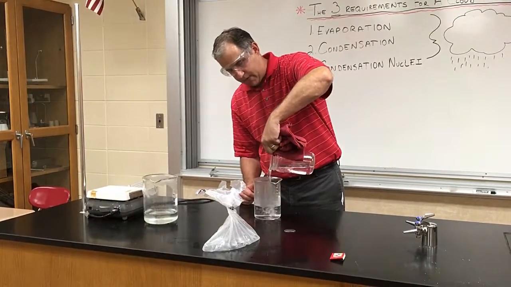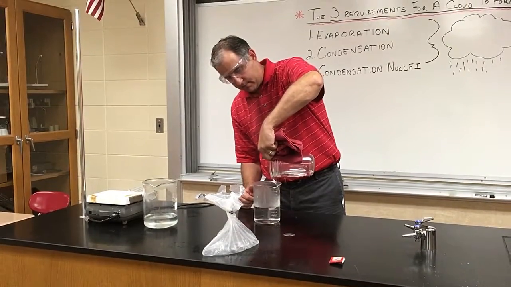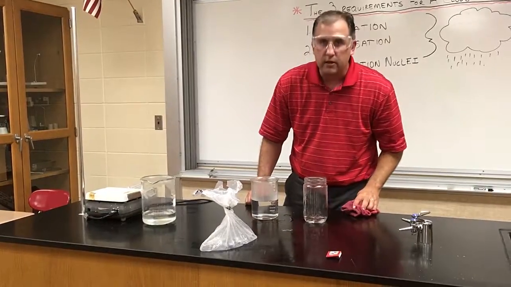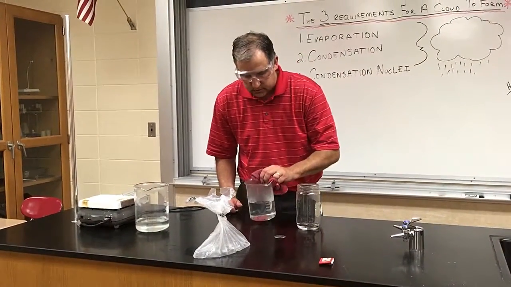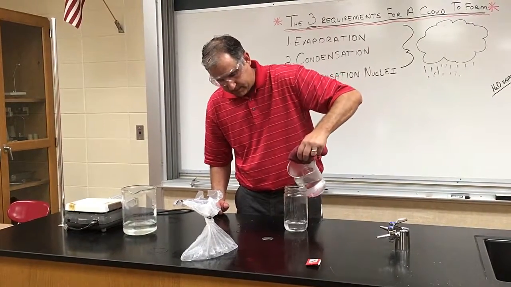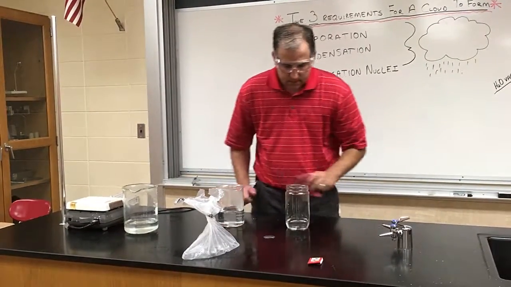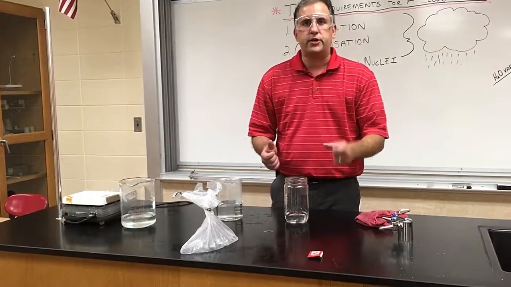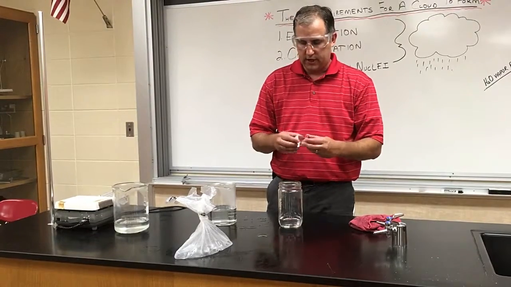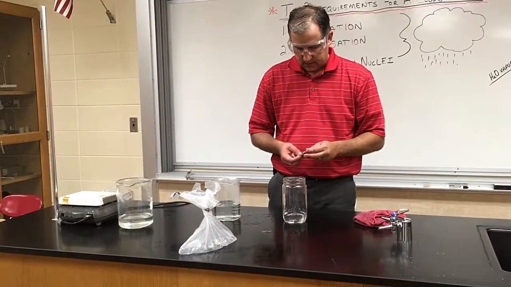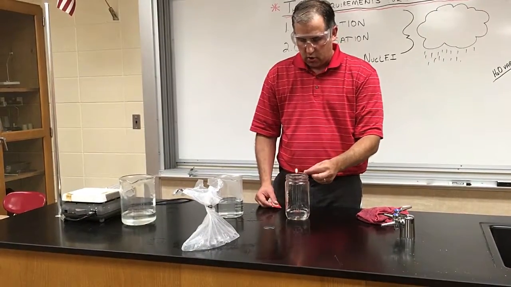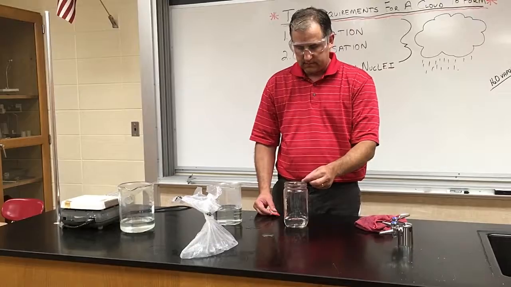You should only have about 1 inch left of water at the bottom of your first jar. That looks like a little bit too little, so I'm going to pour just a little bit back in. Okay, now we have evaporation, component 1. Let's create the condensation nuclei. Take your book of matches. You're going to hold the match over the jar for about 30 seconds.